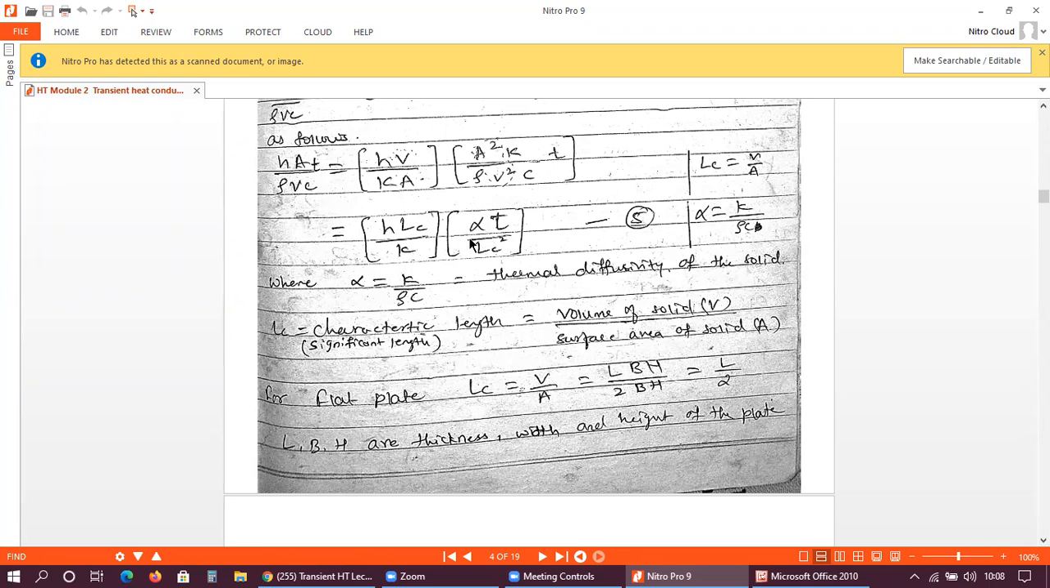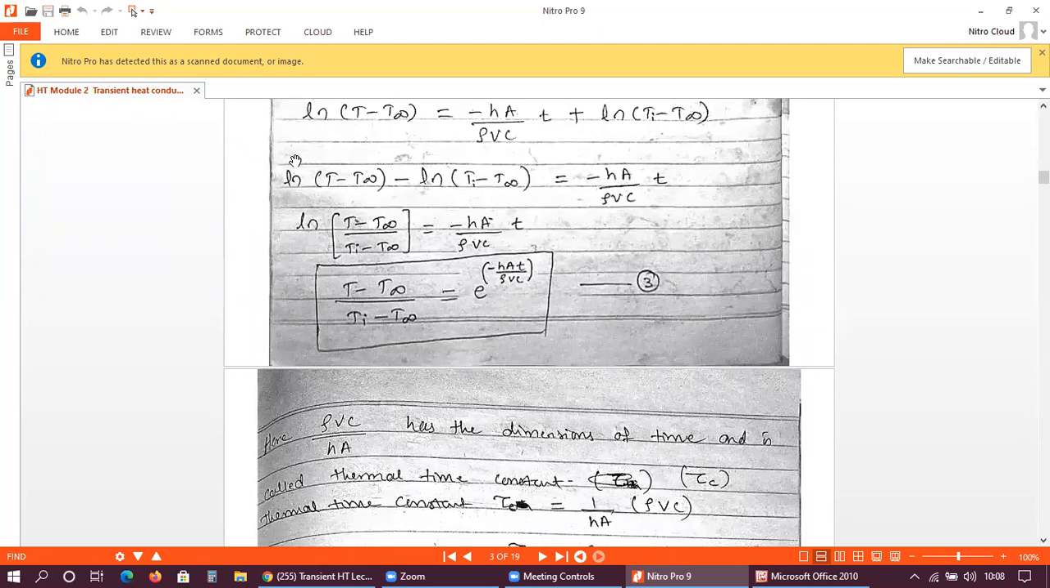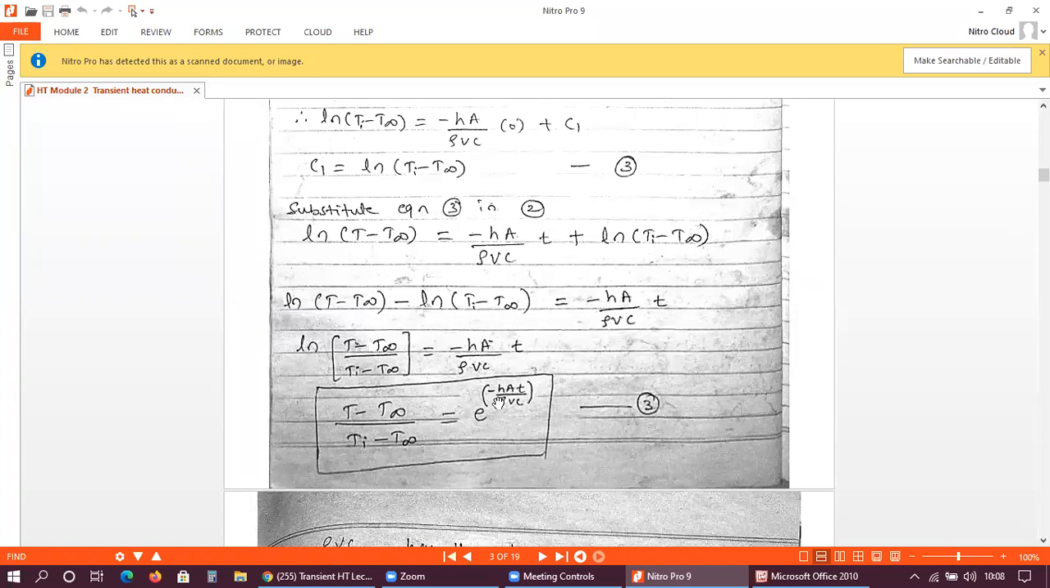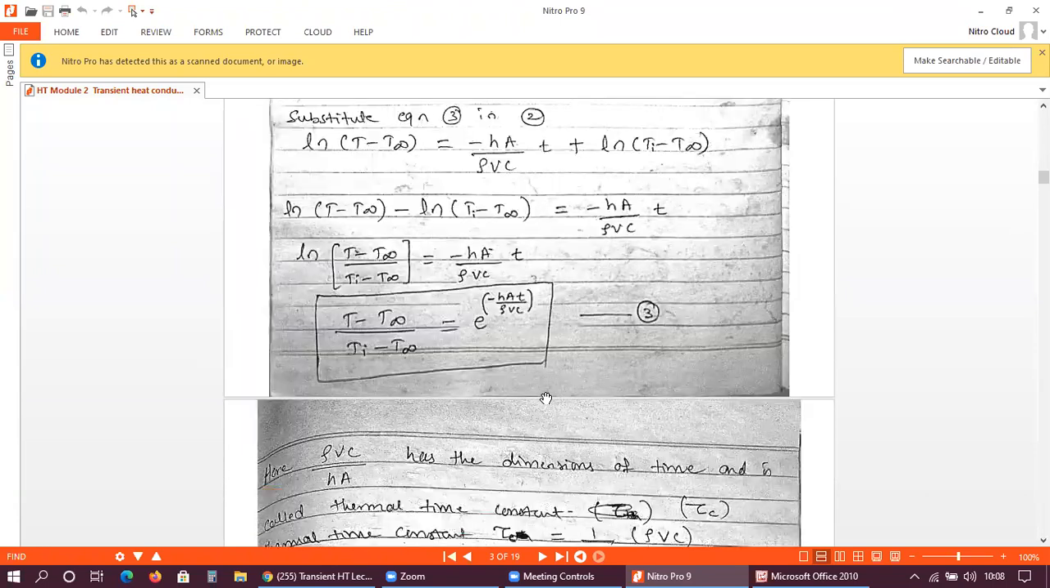I have clearly explained this part in the video link which I shared yesterday, so go through that and you will come to know. So this hAt is nothing but the product of the Biot number and the Fourier number, this expression number 5. You just substitute over here. In the previous expression, if you replace this hAt, the minus sign remains as it is, minus Bi into Fo.